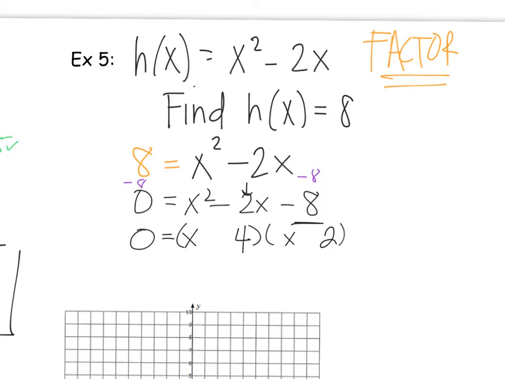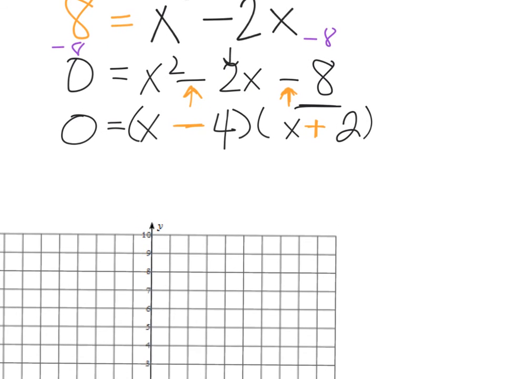And my signs are definitely going to have to be one positive and one negative, because this guy right here is negative. And since this guy right here is negative, we're going to put the negative on the bigger digit. And you can check that out by foiling. If you don't remember what FOIL is, that is the first, outer, inner, last.